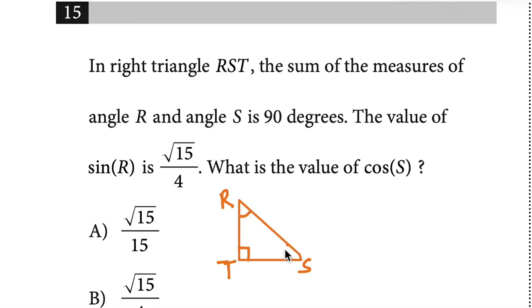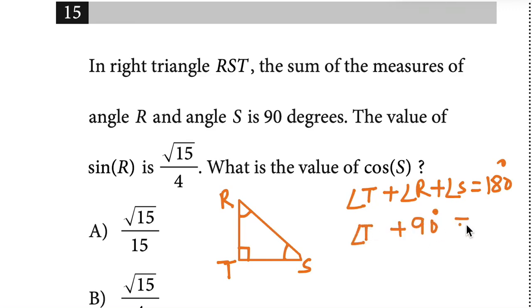So the sum of R and S is 90 degrees. It's by the angle sum property, right? If I consider angle T plus angle R plus angle S is equal to 180 degrees, which is the angle sum property, and R and S is 90 degrees, so angle T plus 90 degrees is equal to 180 degrees. Subtracting 90 on both sides, I get angle T is equal to 90 degrees. Also, if R plus S is 90 degrees, that means angle R and angle S both are acute angles.